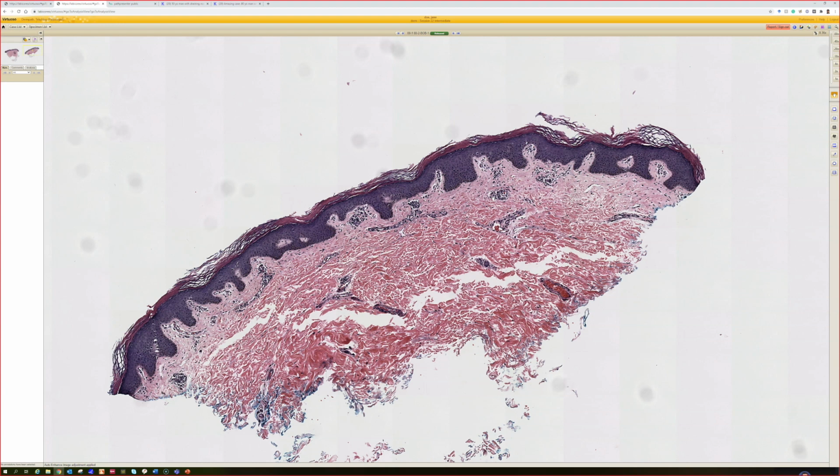I'll take it. I thought this one was challenging. I thought it was sort of a normal skin differential. Again, there's some compact orthokeratosis. Right. That's the key right here.